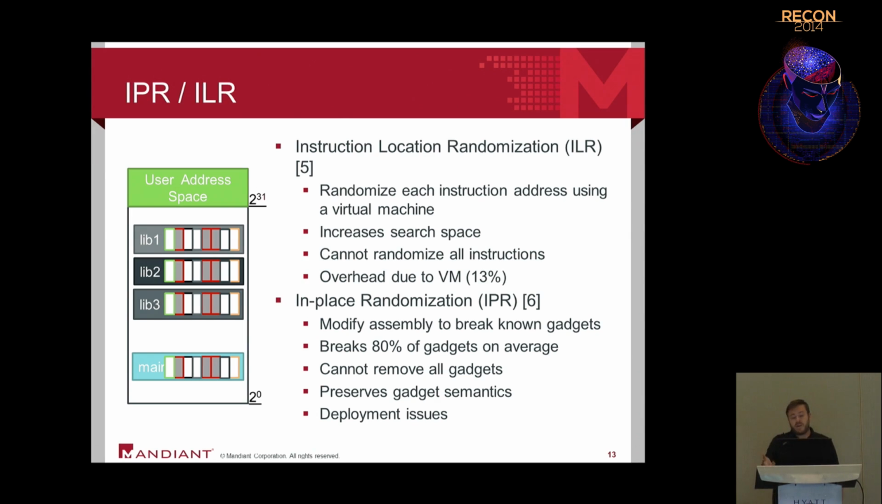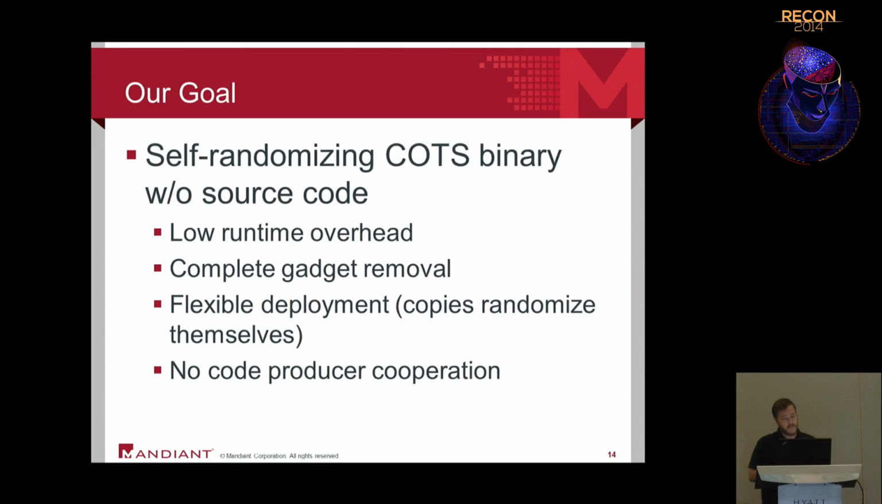Then IPR also attempts to rewrite a binary looking for instructions that have gadgets in them, or a series of instructions somewhere that they can change. Like, this series of instructions is equivalent to this, so we can swap them out and we can remove this gadget. And they can do some small randomization of instructions. However, they can't break all gadgets. It's really difficult to do because of things like indirect jumps. And also, they have a deployment issue. Every single binary that they want to deploy, they would have to rerun their software on in order to get a newly randomized binary.